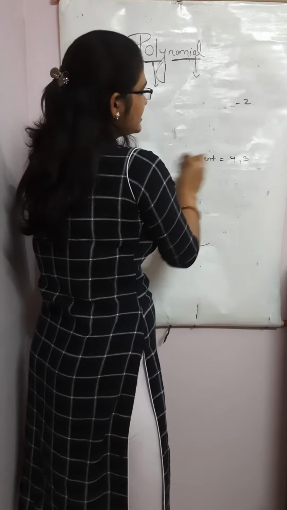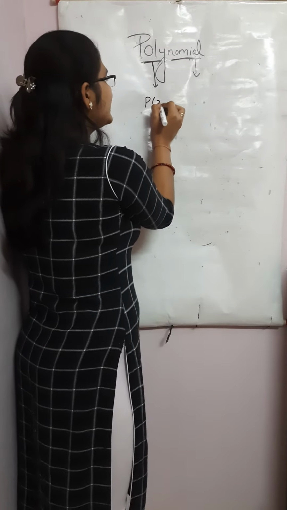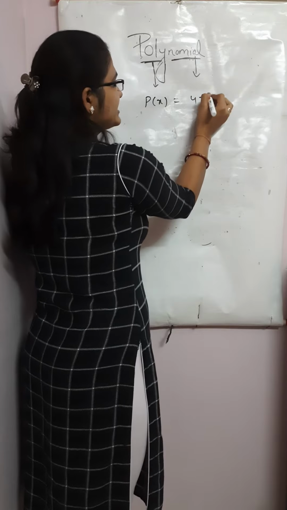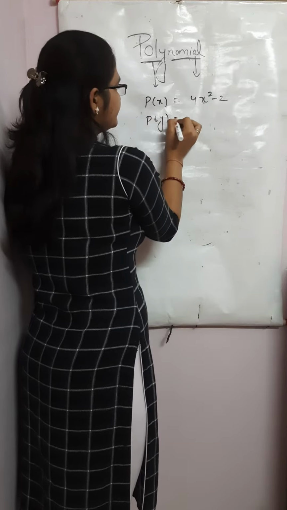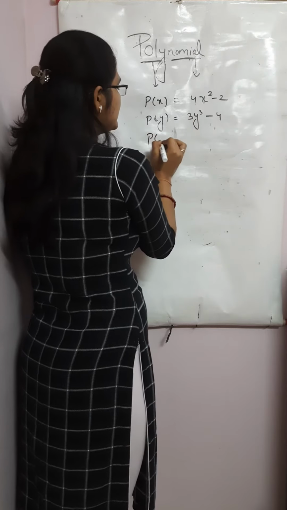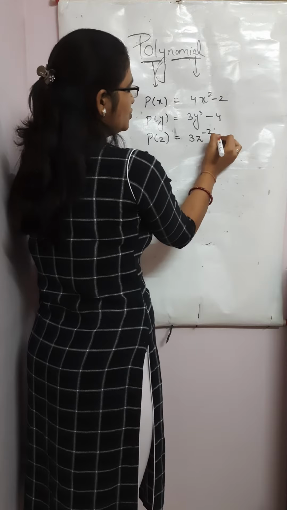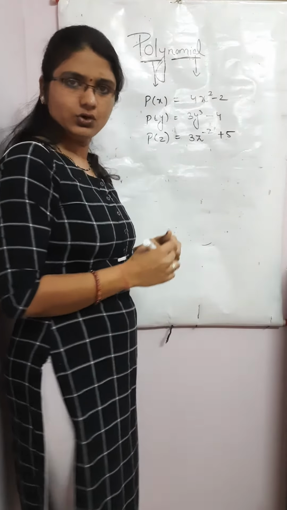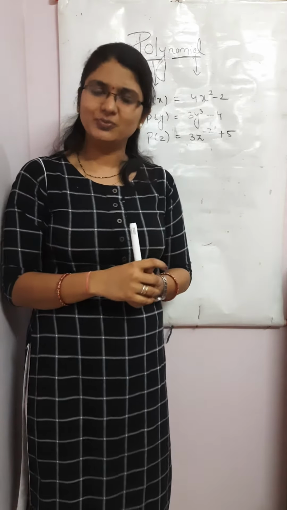Now the other thing is how we check whether a given equation is a polynomial or not. So let us consider some examples. p(x) equals 4x squared minus 2, p(y) equals 3y cubed minus 4, and p(z) equals 3z to the power minus 2 plus 5. Now consider each and every equation and check whether it is a polynomial or not.